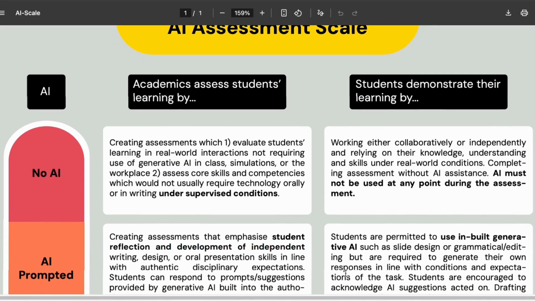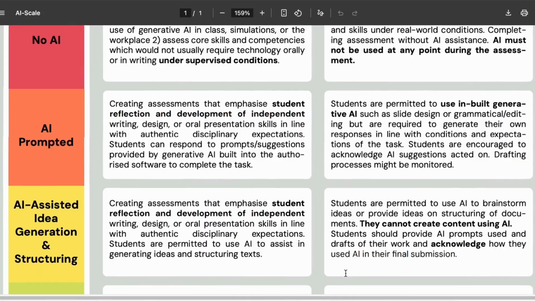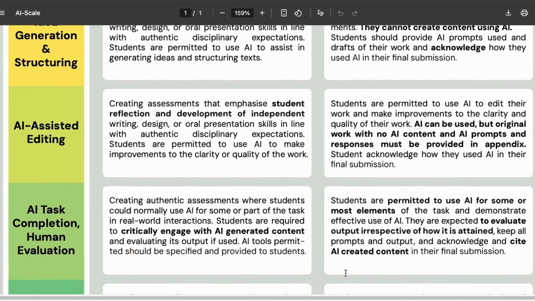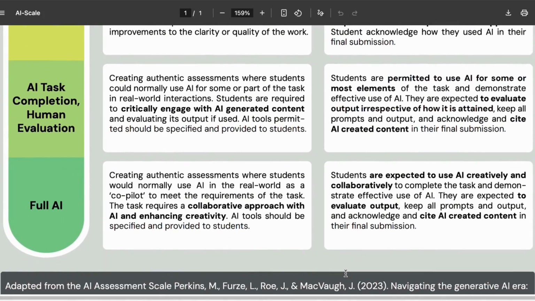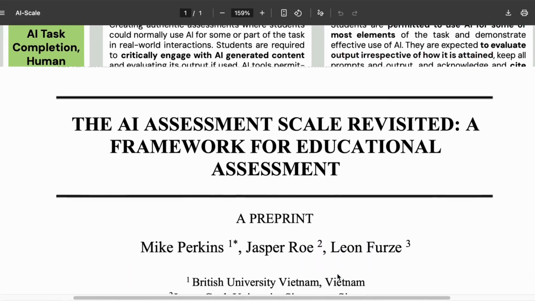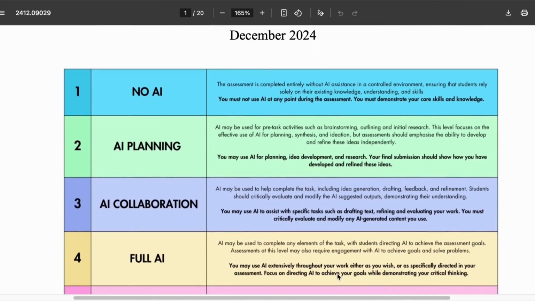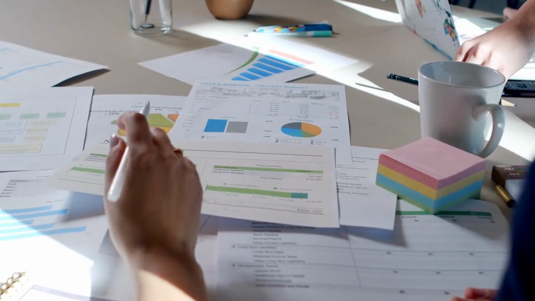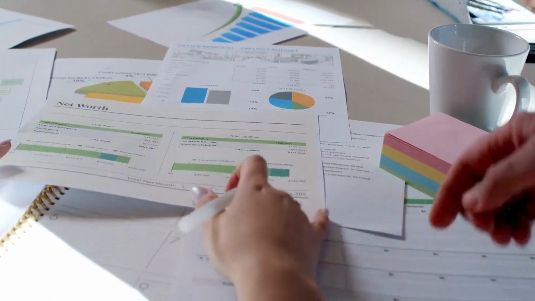In response to criticism of the traffic light system, Perkins developed an artificial intelligence assessment scale. This scale originally had 5 levels, beginning with no AI use. Then the scale moved through levels allowing brainstorming, editing, and specific AI-assisted task completion, reaching full AI integration in advanced assignments. In the second version of this scale, the original 5 levels were streamlined into 4, and a new 5th level called AI Aspiration was introduced, encouraging students to use AI in a creative way. Educators need to choose the appropriate level of AI involvement for students' assessments and clearly communicate their expectation to their students.